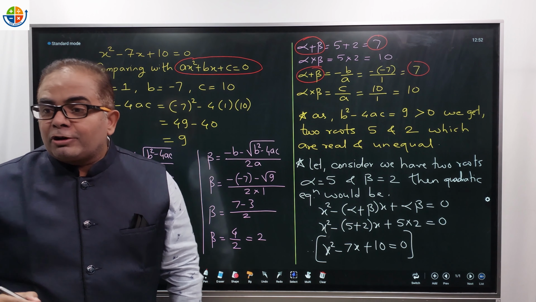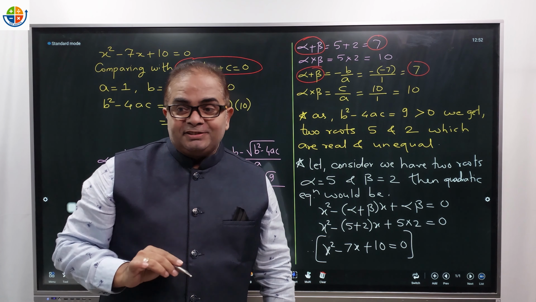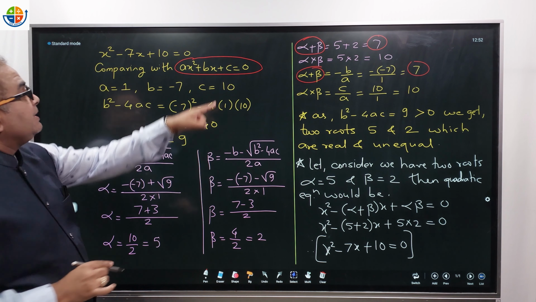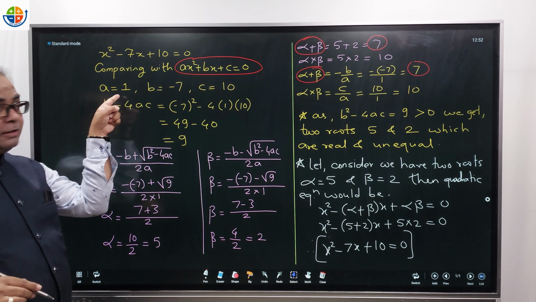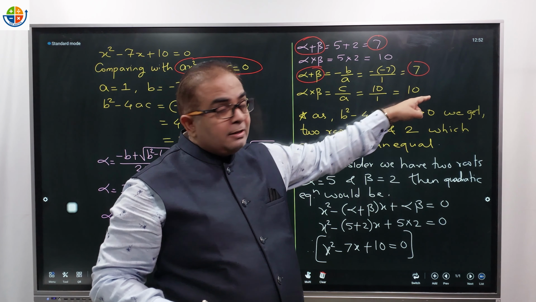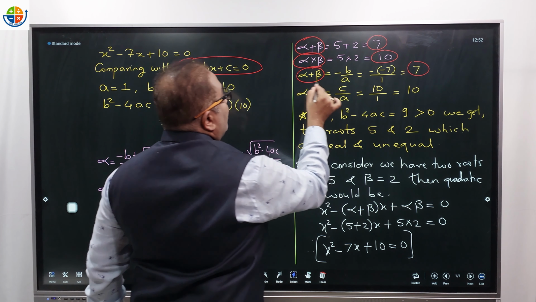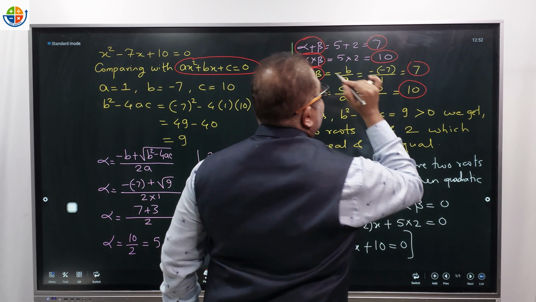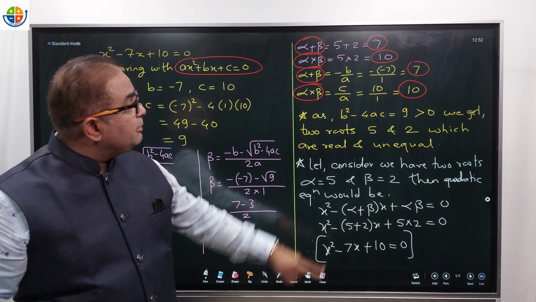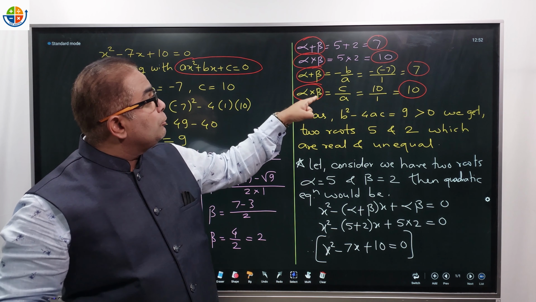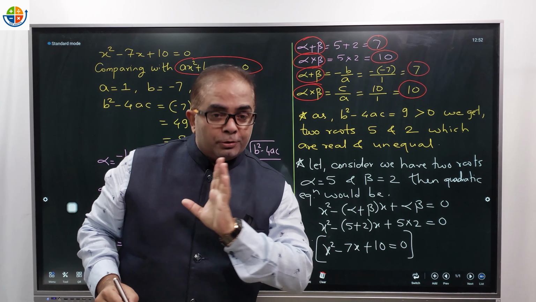Now what is the formula for alpha into beta? That is c upon a, right? c is 10 upon a is 1. So 10 upon 1 is 10. Now see here, alpha into beta is equal to 10. Correct? That means our formula alpha plus beta is equal to minus b upon a, and alpha into beta is equal to c upon a is proved.